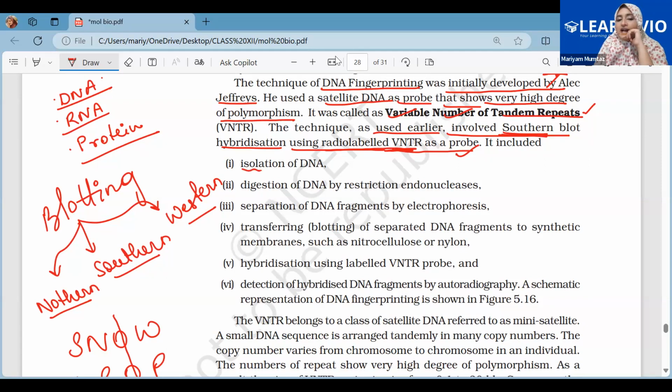The first thing is isolation of DNA. DNA can be isolated from a variety of sources.